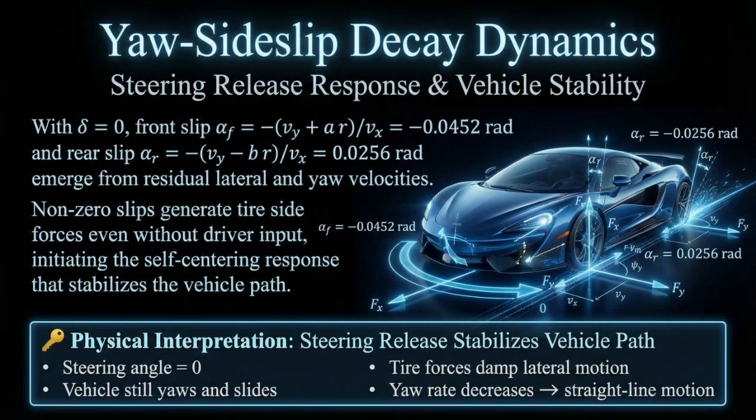With the steering angle set to 0, lateral tire slip is no longer commanded by the driver. The front slip angle is calculated as minus 0.0452 radians. The rear slip angle is computed as plus 0.256 radians. Although steering input is removed, these non-zero slip angles arise from residual yaw rate and side slip. They generate lateral tire forces that automatically self-center the vehicle, initiating natural stabilization of the trajectory.